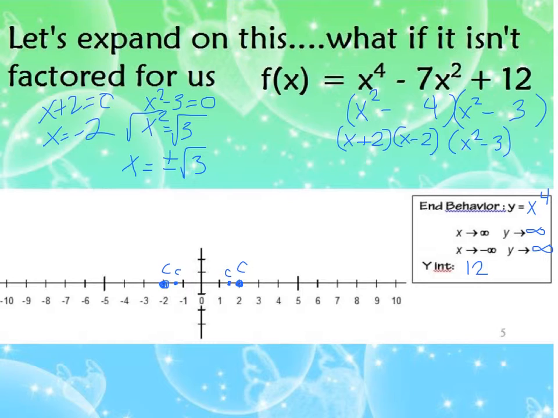So it's an x to the 4th, starting high, ending high. So come in through here and cut, cut, cut, cut, and back up. And then you always check your y-intercept. My y-intercept was a positive 12, so that makes sense because I am crossing on a positive side of my axis. All right, let's try something different.